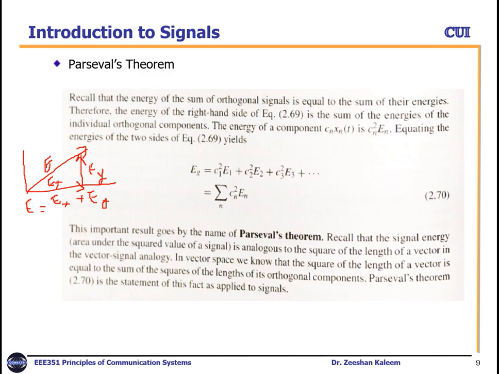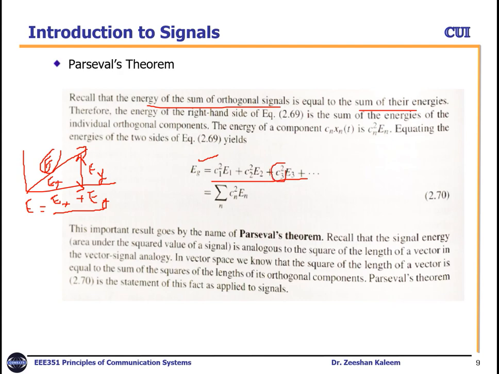So if we have n number of components, the total energy of the signal will be the sum of the total energy of each component, like x, y, z, and so on. Recall that the energy of the sum of orthogonal signals is equal to the sum of their energies. Therefore, the energy is the sum of the energies of the individual orthogonal components. These are orthogonal, so total energy is the sum of E1, E2, E3. These are the orthogonal components, and C1 squared, C2 squared, C3 squared are their coefficients, right?